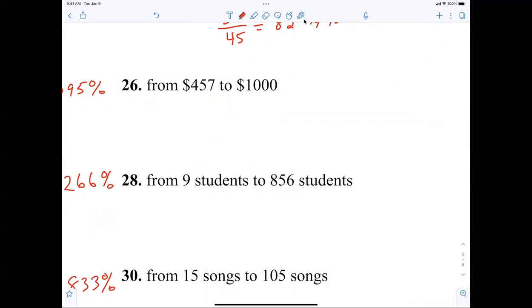Next, 26. Would it be 357 over? Wait a minute. Where'd you get 357? Come on, you can do this. We're just subtracting them, right? So 1,000 minus 450. Would it be 543? Yes, very good. 543 over 1,000. You with me, right? Okay, so do that and tell me the percentage. This one's a good one.